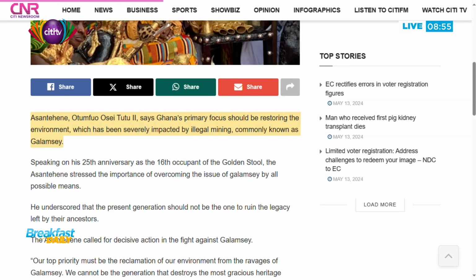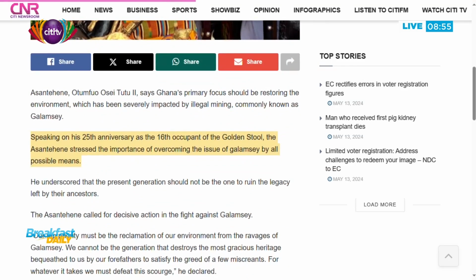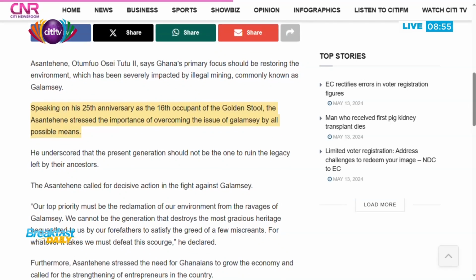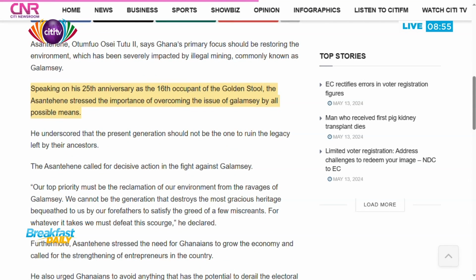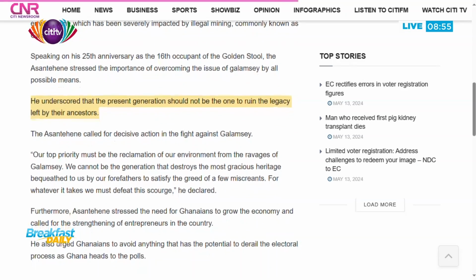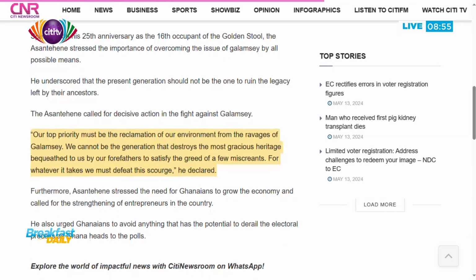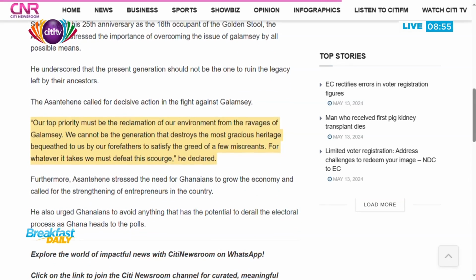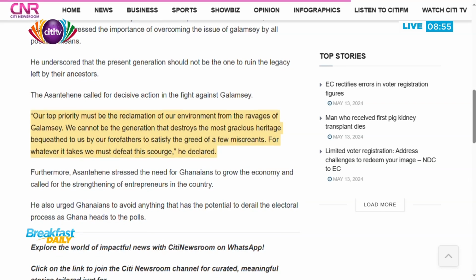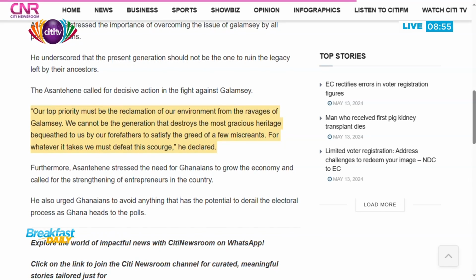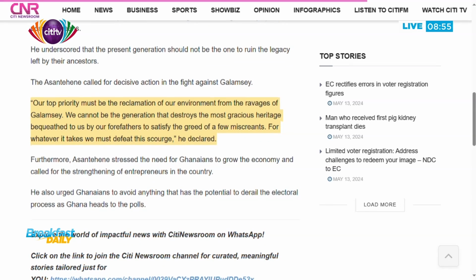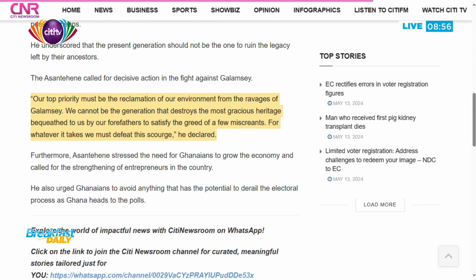Speaking on his 25th anniversary as the 16th occupant of the Golden Stool, the Asante Hene stressed the importance of overcoming the issue of galamsey by all possible means. He underscored that the present generation should not be the one to ruin the legacy left by their ancestors. Our top priority must be the reclamation of our environment from the ravages of galamsey. We cannot be the generation that destroys the most precious, most gracious heritage bequeathed us by our forefathers to satisfy the greed of a few miscreants. For whatever it takes, we must defeat this scourge, he said.